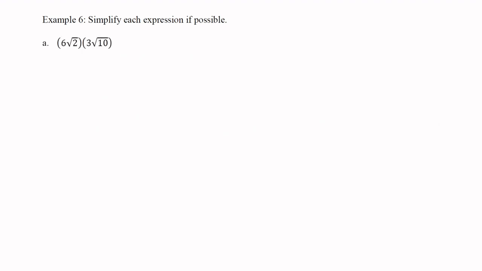Here we have 6 square root of 2 times 3 square root of 10. So we're going to multiply the coefficients. 6 times 3 gives us 18. And we're going to multiply the radicals. 2 times 10 gives us 20. So we have the square root of 20. The largest perfect square that goes into 20 is 4. And the square root of 4 gives us 2. And so 18 times 2 is 36. So we end up with 36 square root of 5.